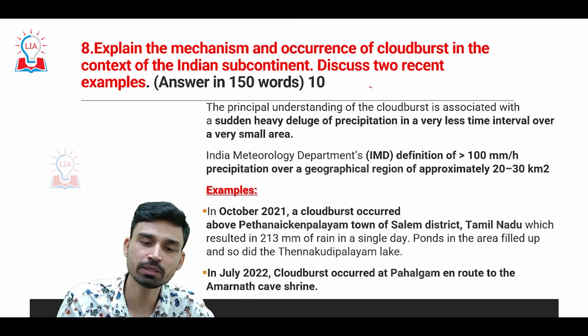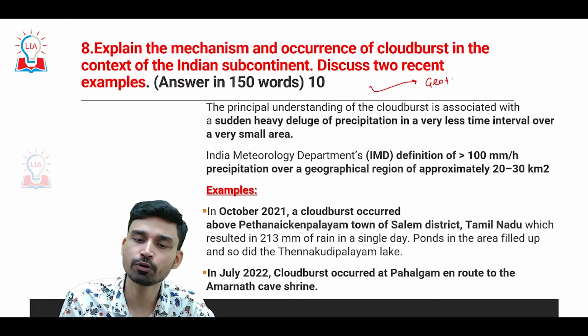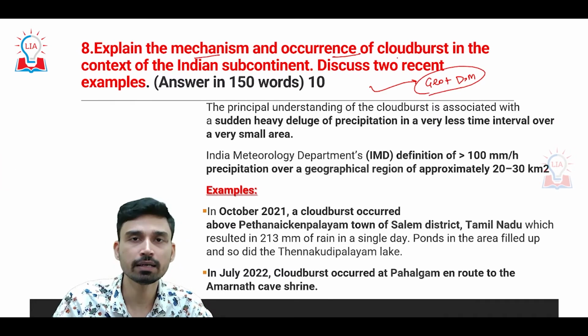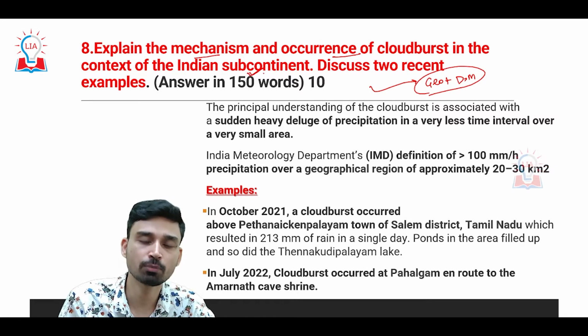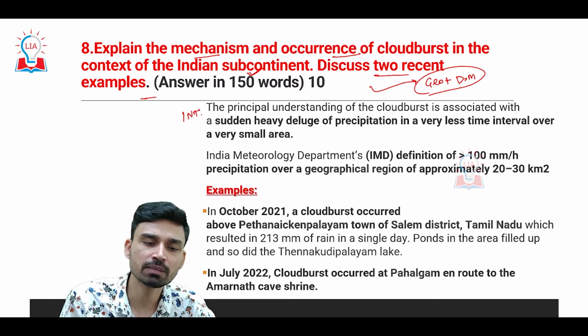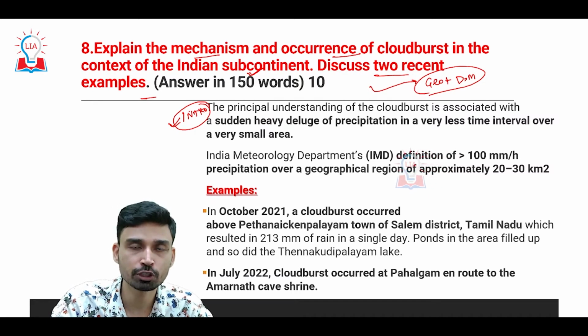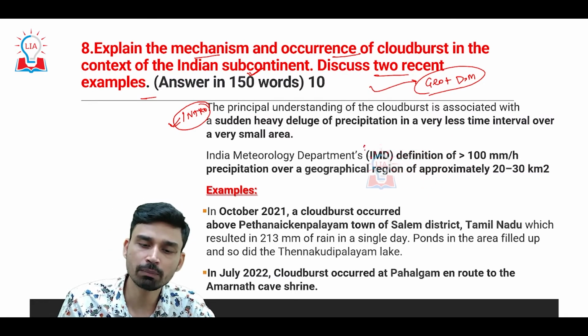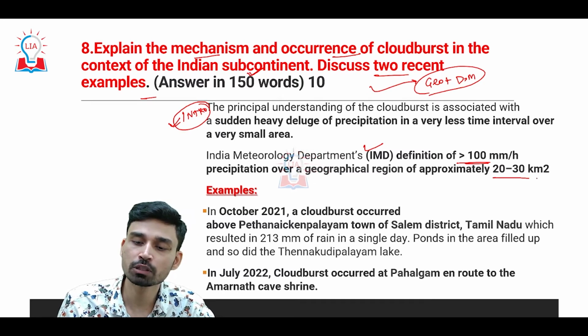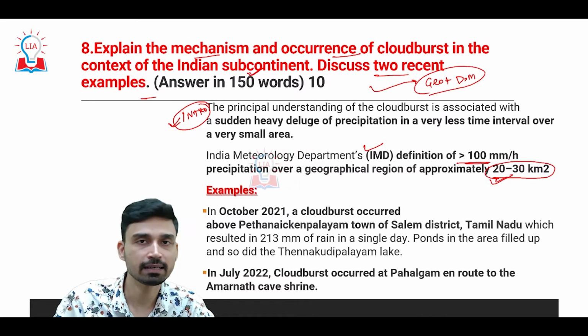Third is again a question that is a combined question. The concept is related to geography, while it is also related to disaster management. Explain the mechanism and occurrences of cloudbursts in the context of the Indian subcontinent and discuss two recent examples. So first of all, in the introductory part, you could have simply written what you understand by cloudburst, what is the appropriate definition of cloudburst. As per the Indian Meteorological Department, any rainfall that is happening at a rate of more than 100 millimeters per hour over a geographical region of approximately 20 to 30 square kilometers is categorized as a cloudburst.